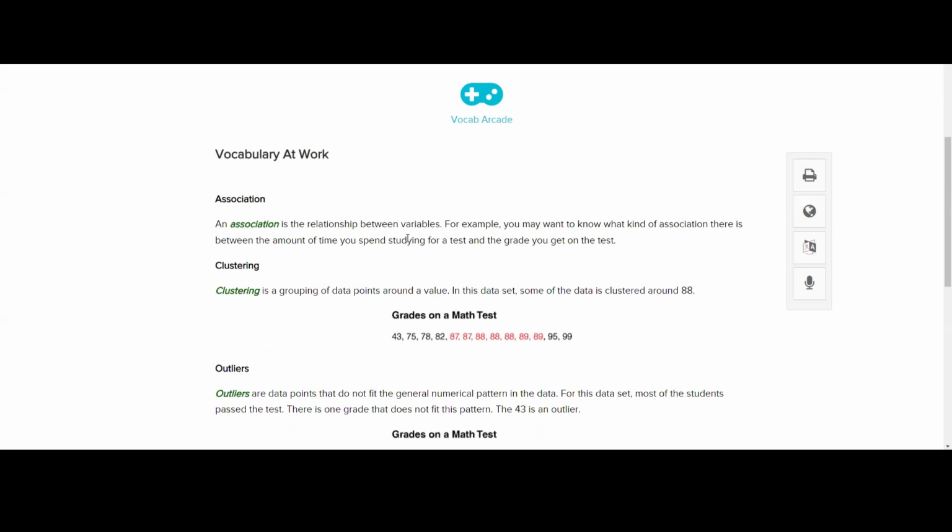An association is a relationship between variables. For example, you may want to know what kind of association there is between the amount of time you spend studying for a test and the grades you get for the test. Clustering is a group of data points around a value. In this data set, some of the data is clustered around 88. If you look at this, we have 88, 88, and 88. And some are closer to it, like 87 and 89.